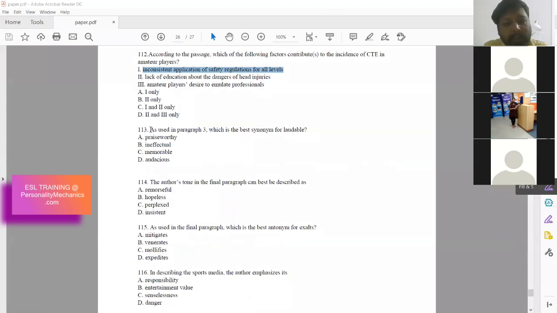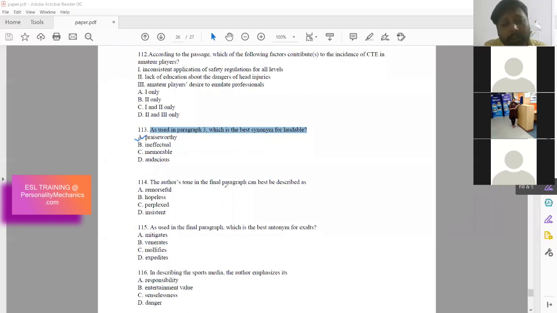Next, it says, as used in paragraph 3, which is the best synonym for laudable? We just came across this word. Which is the one that you see? Which is the one that seems to be the best to you? Praiseworthy, yes, praiseworthy. Praiseworthy seems correct, right? So that is the correct answer. Praiseworthy, laudable, something that is appreciated.